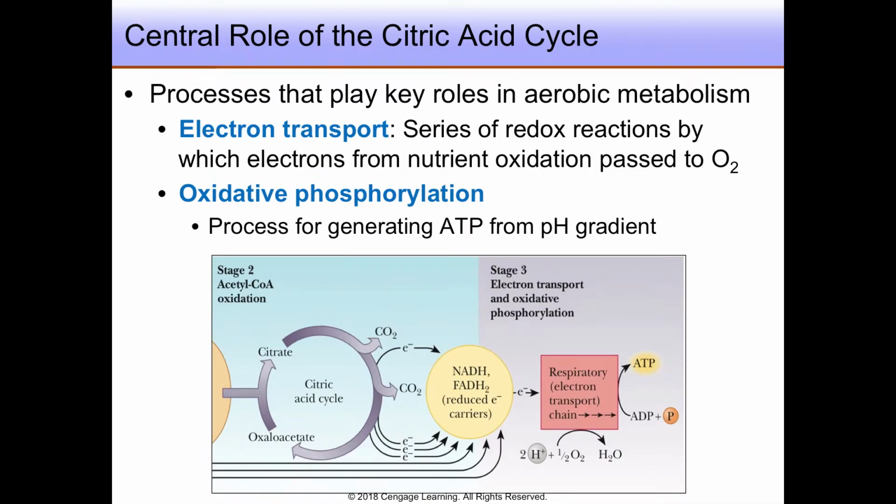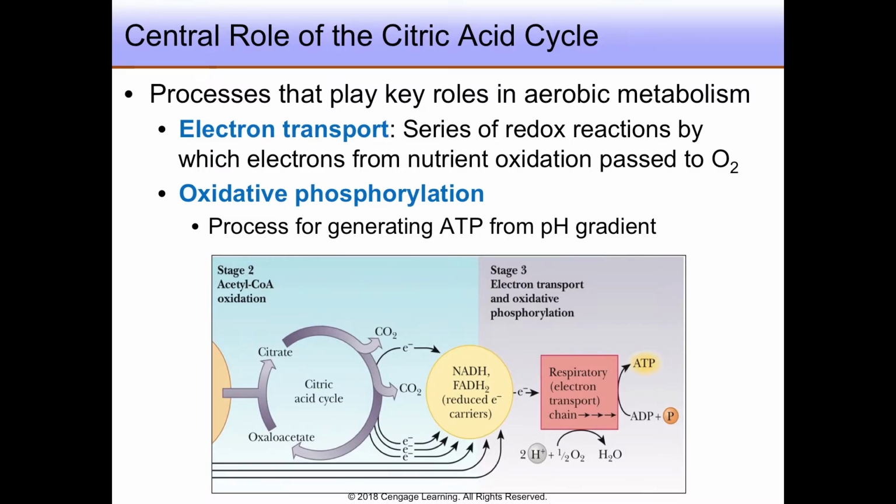Not only do metabolic intermediates potentially all feed into the tricarboxylic acid or TCA cycle, but the reduced cofactors of this cycle, as well as those from glycolysis, feed into the final phase of aerobic metabolism. Each of these reduced cofactors transfers electrons to an electron transport chain, and those electrons are eventually passed to oxygen.